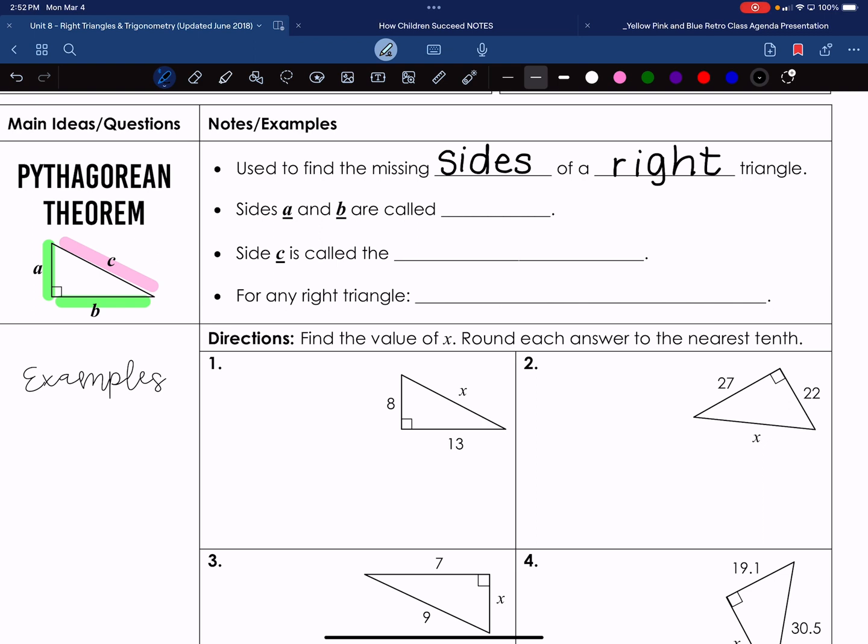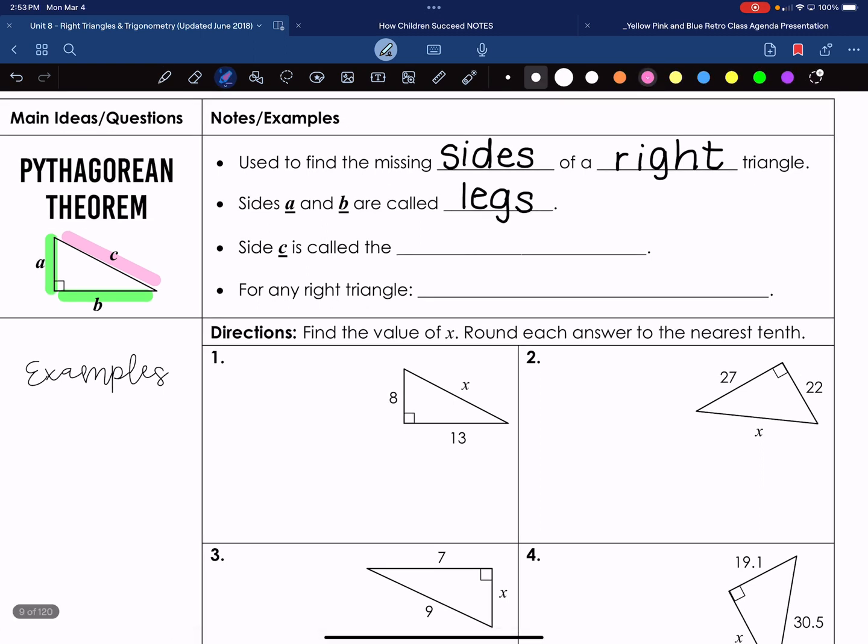Okay, so usually they'll give you a picture of a triangle and you'll know either both of the legs or you'll know one of the legs and the hypotenuse. Okay, A and B, those are your legs. They are the sides that make up the right angle. And then C is called your hypotenuse. And the hypotenuse will always be the longest side of that triangle.